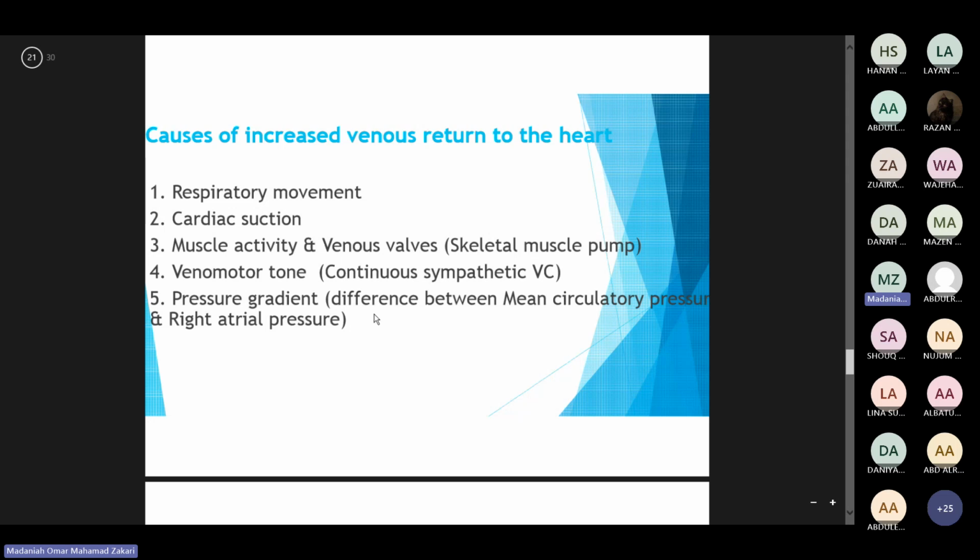The vasomotor tone, of course, is the continuous sympathetic activity causing vasoconstriction. Okay, back to the heart. The pressure gradient is the difference between the mean circulatory pressure and the right atrial pressure. This also increases the venous return, because you have a bigger pressure, and therefore a higher push of the venous blood back, the venous return.